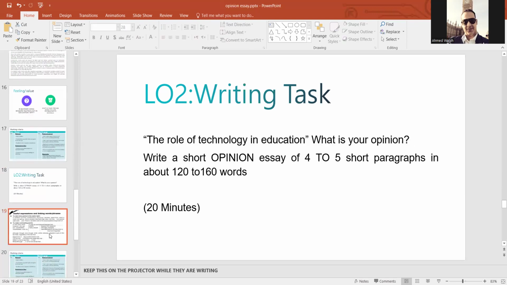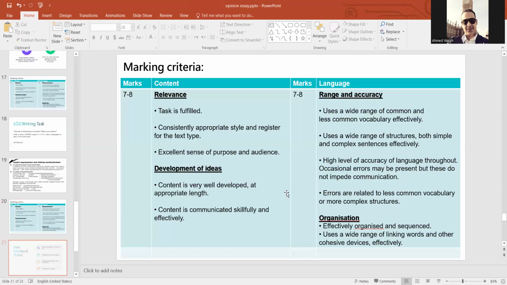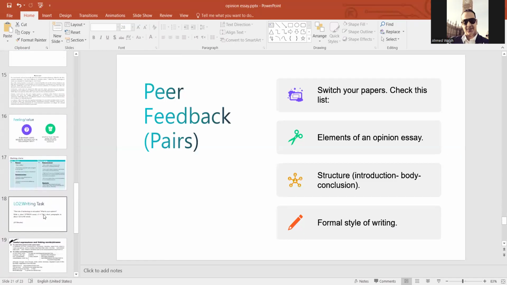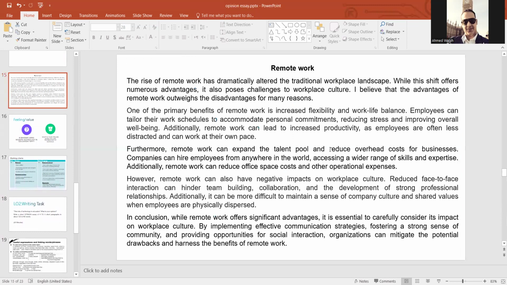So please write it. These are also useful expressions you might use in your writing. If you want to add more points to your topic, you can use in addition, furthermore, moreover, besides, apart from. If you want to make contrasting points, you can say, on the other hand, whereas, still, yet, but, although, though, even though. So, clear? So that's all my lesson for now about opinion essays.